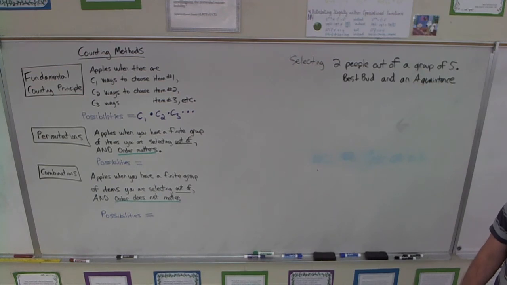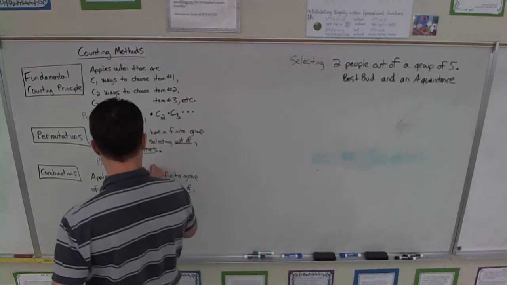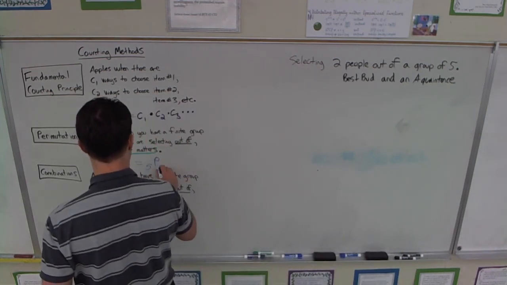So I think this time order matters. So we're going to be doing a permutation. So the one we're going to do is 5 permute 2.